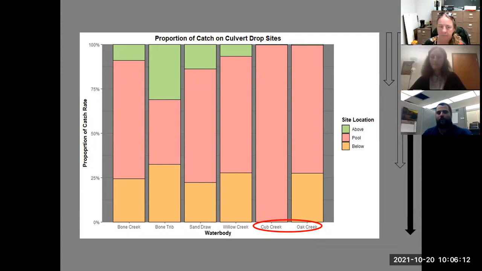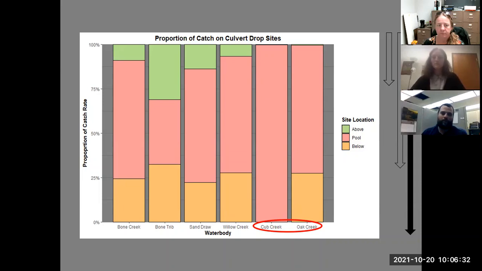I just wanted to compare above the culvert, the pool, and below the culvert itself, just to kind of get an idea of where those fish are. And it goes up to 100%, obviously. And the green is above, the salmon colored is pool, and orange is below. And that trend will kind of go through all my other graphs.